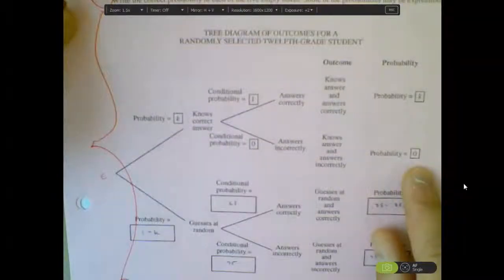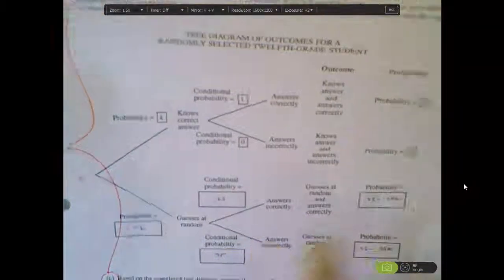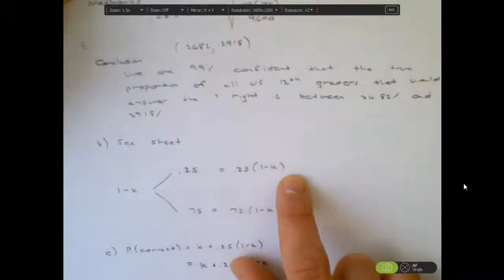You'll notice K times 1 is K, and K times 0 is 0. So when I do this, I'm going to multiply 1 minus K times 0.25, and I just left it in this form. And then 1 minus K times 0.75, I left it in that form.